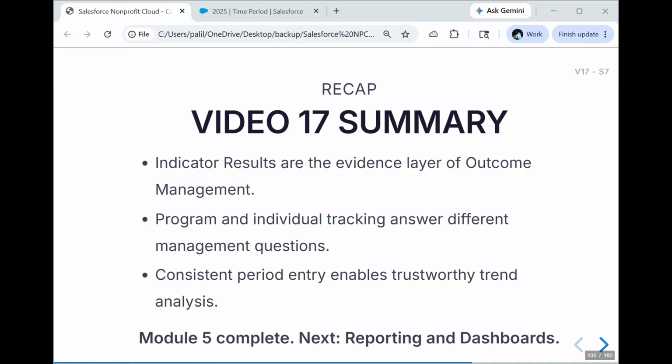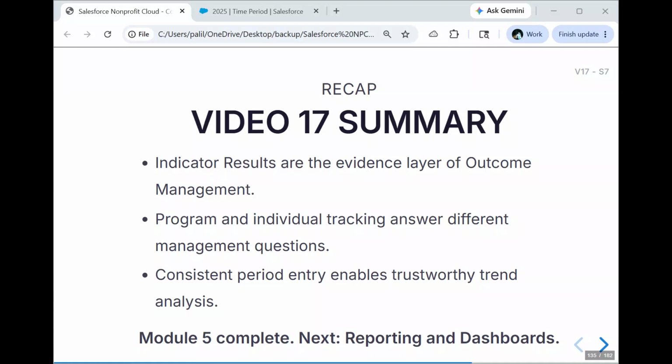Let's summarize what we have learned in this particular video. Indicator results are the actual measured values recorded at a specific period. NPC supports both program level and individual level outcome tracking. Individual results can connect to and roll into program level aggregate data. This data powers grant reports, board presentations, and donor communication. And having results in NPC means your impact data is credible, consistent, and pulled on demand.